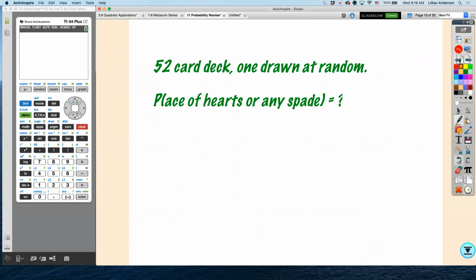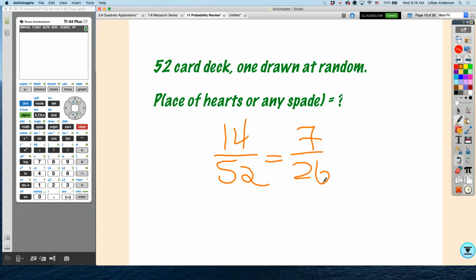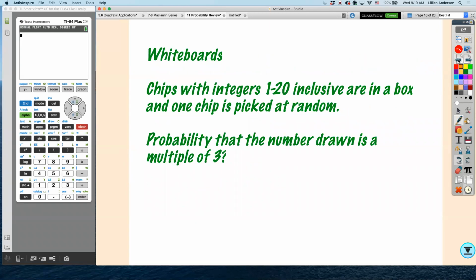Online, I got 52 cards, one's drawn at random. What is the probability that I draw an ace of hearts or any spade? 52. I have one ace of hearts. I got 13 spades. So that is a total of 14 over 52, which does reduce down to be 7 over 26. Okay. Have we banged out all the easy ones? Let's see. Nope. Not yet.